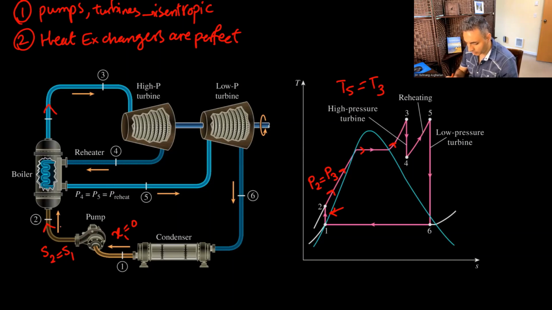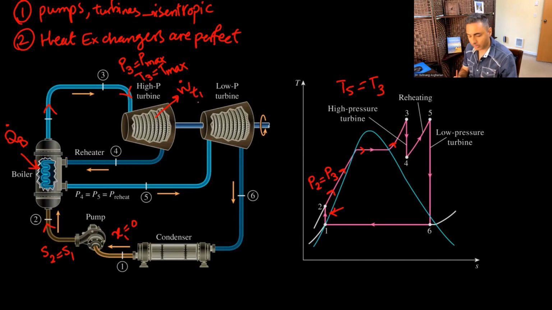Q dot of the boiler is happening here, where the boiler gives the fluid heat, right? It goes through the turbine. P3 is the maximum pressure in the cycle, and T3 is also the maximum temperature in the cycle. So it goes through the turbine, and of course we get the first power, W dot turbine 1, because from the high pressure turbine, it comes out at a lower pressure.